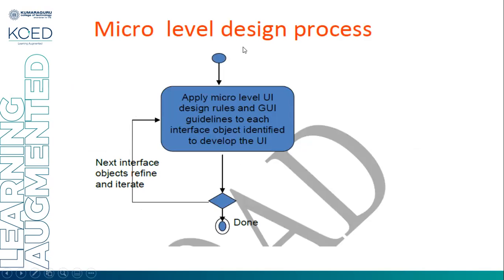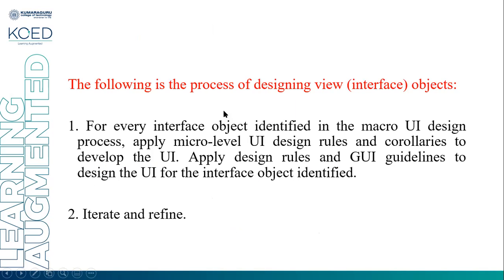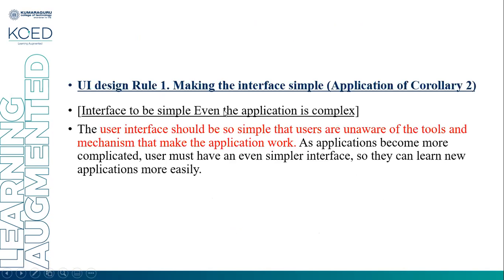So this is shown in the diagram. Apply the micro-level UI design rules and GUI guidelines to each interface object identified to develop the UI. And next interface object, refine and iterate. All the objects come under this process, then the process will end. So all the objects identified in the macro design process will go through the micro-level design rules, applying corollaries and design rules to fine-tune the objects. This is the iterative process.